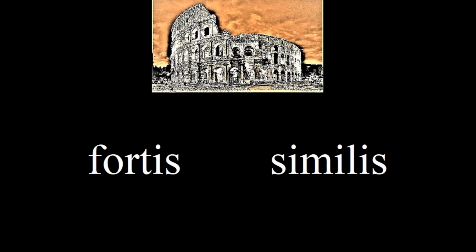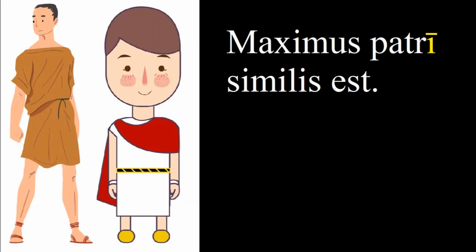Did you understand fortis? To fortify something is to strengthen its defenses. Also, one's forte is one's strong point. This word means strong, and similis means is similar. So as you can see, we need to use the dative case to say what the subject is similar to. Patri and matri are the dative forms of pater and mater, which are third declension nouns.